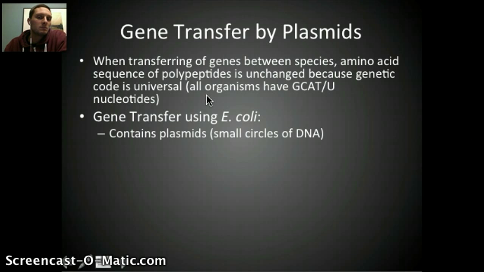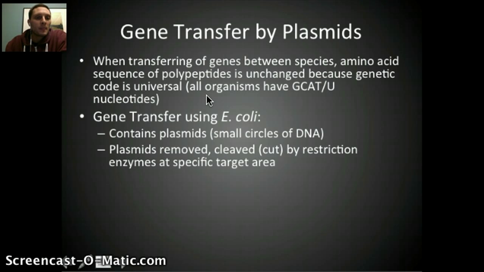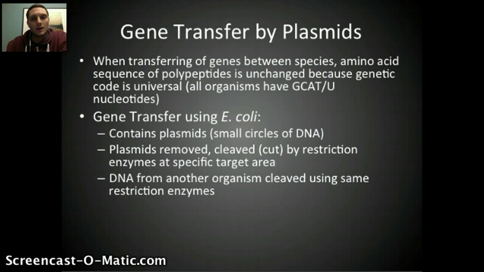E. coli contain plasmids. They're bacteria, and so rather than having an X-shaped arrangement of their DNA molecules, they have a small circular arrangement of their DNA. And we call those plasmids. The plasmids can be removed, and they can be cleaved or cut by specific restriction enzymes that have been identified to target a specific area. So in that plasmid, that circular DNA, we can target a specific area that we want to identify and to cut. And what I mean by cutting is we're actually going to cut out a portion of that plasmid and replace it with DNA from another organism using the same restriction enzyme.